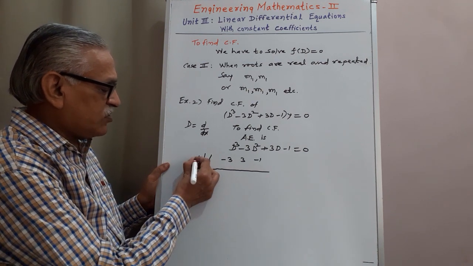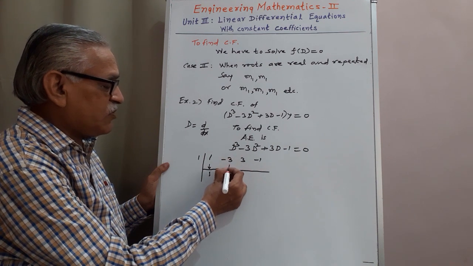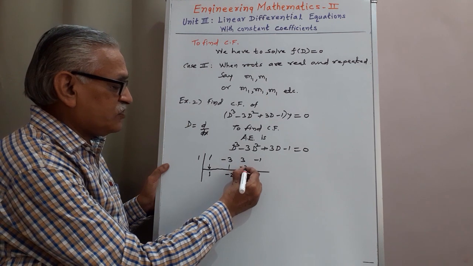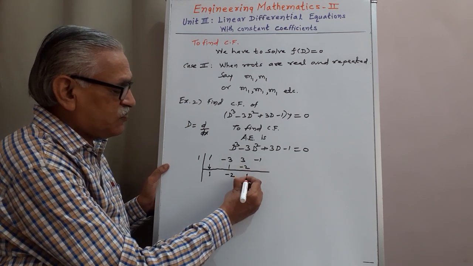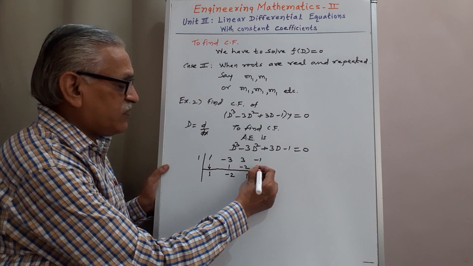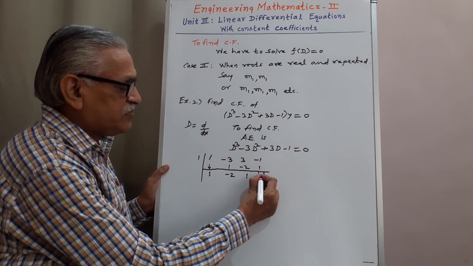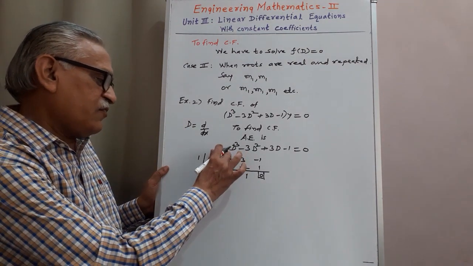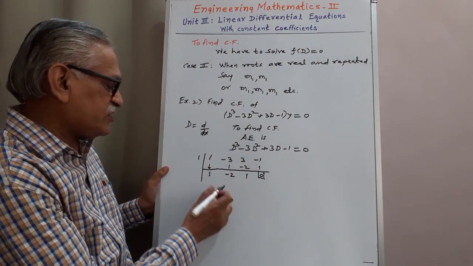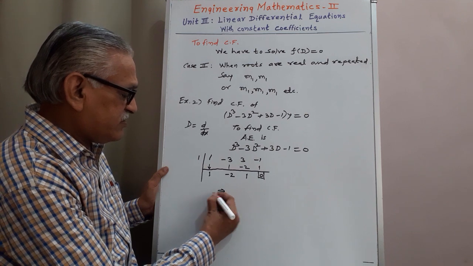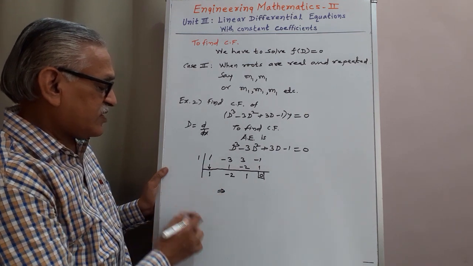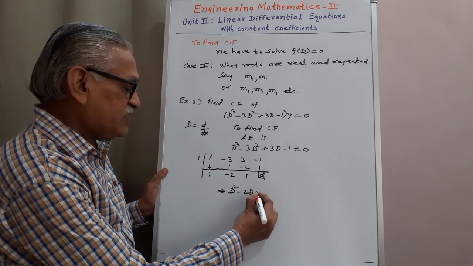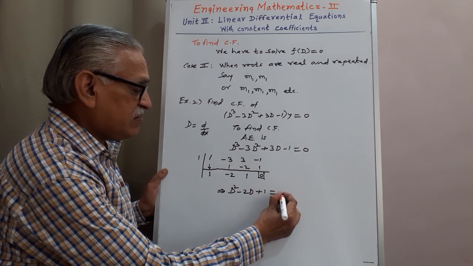1 as it is, the product of these two is 1. Sum of these two: minus 2 into 1 we get minus 2, sum is 3 minus 2 is 1, 1 into 1 we get 1, and as the last sum is 0, that 1 is the root. If we remove one factor from this cubic equation, the remaining is D square minus 2D plus 1 equals to 0.